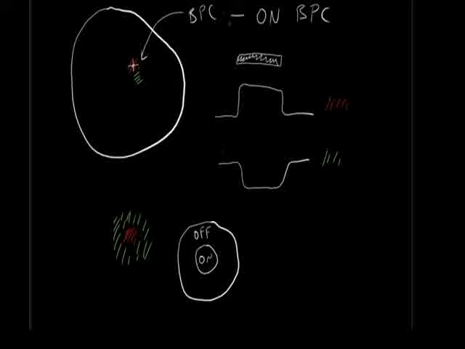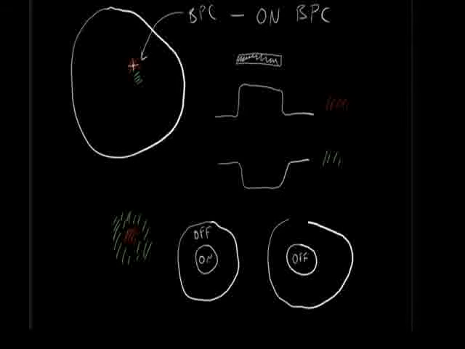If I were to do this with an off bipolar cell instead, what I find is the exact mirror image opposite. Light in the middle, of course, it's called an off bipolar cell, so light directly in the middle causes an inhibition, but on the outside now I get an excitation.